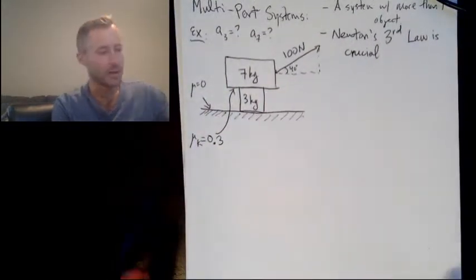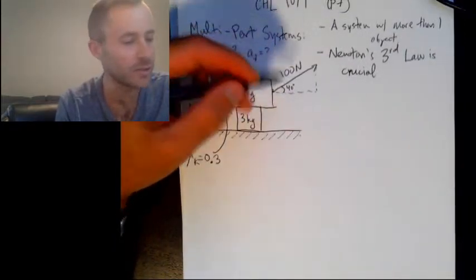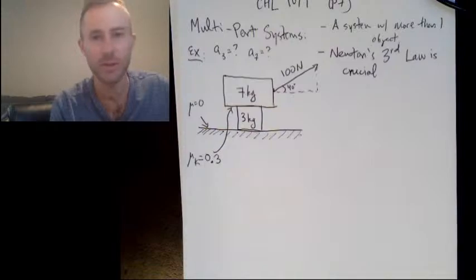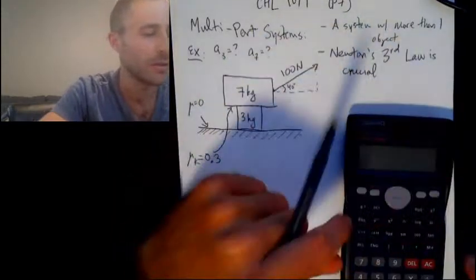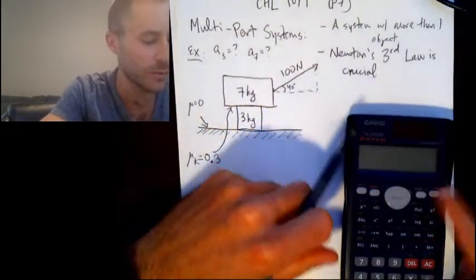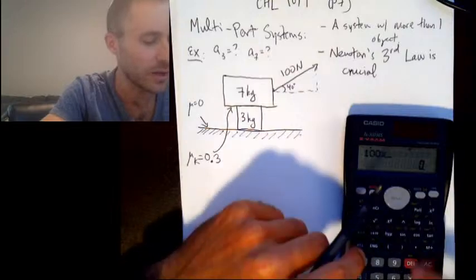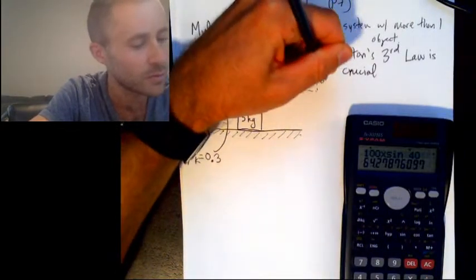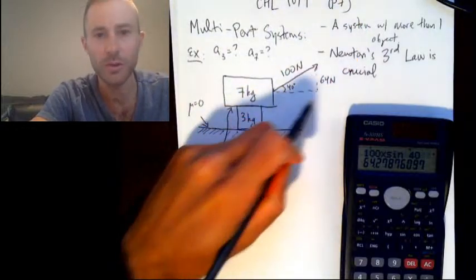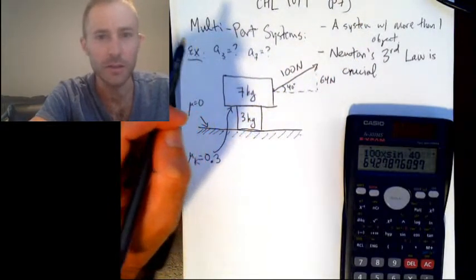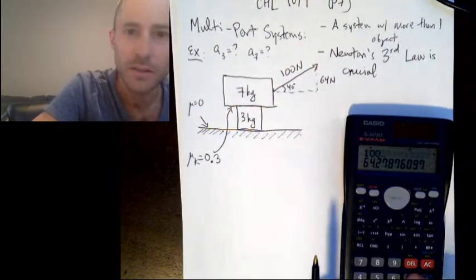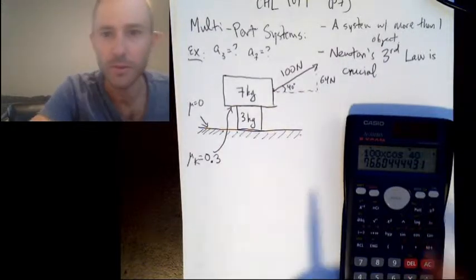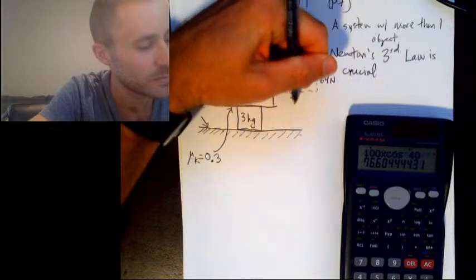We want to start by, first of all, taking this diagonal force and breaking it up into components. So if I do that, the vertical component of the 100 Newton force is going to be 100 sine of 40, which is about 64 newtons. And the horizontal part is 100 times cosine of 40, which is 77 newtons or so.